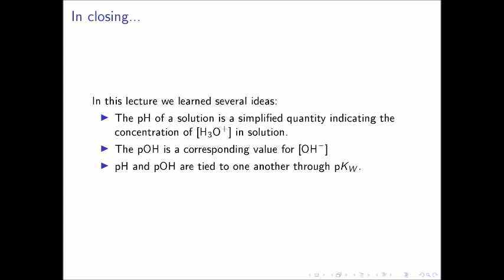This concludes the lecture on the pH scale. In this lecture, we learned first that the pH of a solution is a simplified quantity indicating the concentration of hydronium ion in solution. The pOH is a corresponding value, but for the concentration of hydroxide ion. And lastly, the pH and the pOH are tied to one another through the value of pKw, which is equal to 14.00. In the next video, we will see how to apply these ideas to strong acid, strong base systems.